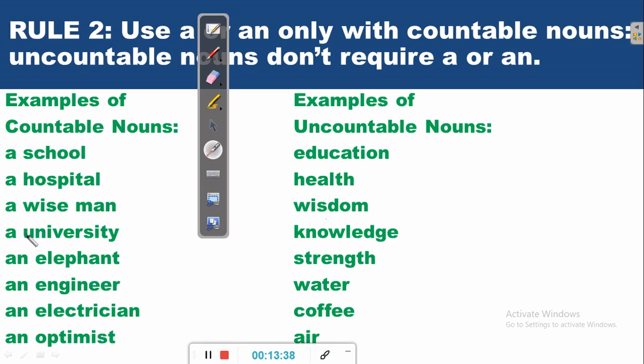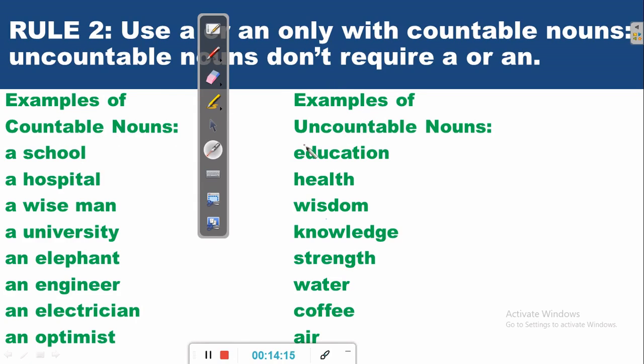You can count it. A university, an elephant, an engineer, an electrician, an optimist. These are all countable nouns. And with these countable nouns, we can use a and an with their singular forms. Take note that we use a and an with the singular forms of countable nouns.